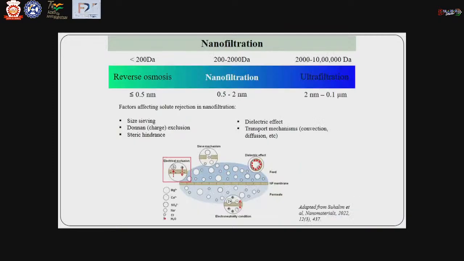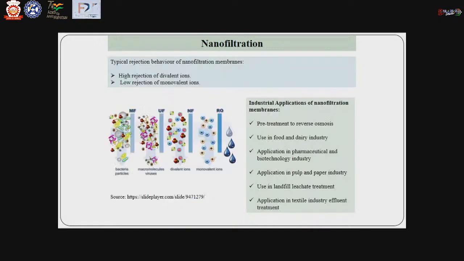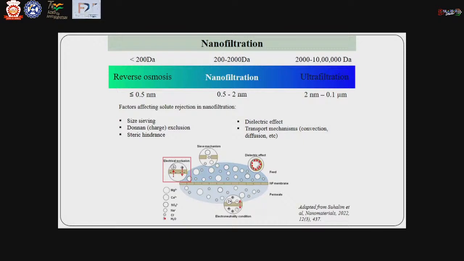Now coming to nanofiltration, nanofiltration is a pressure-driven filtration technique which lies between reverse osmosis and ultrafiltration. The pore size of nanofiltration membranes is typically in the range of 0.5 to 2 nanometer, and the size of particles that they are able to reject or remove typically lies between 200 to 2000 Dalton. But the removal mechanism in nanofiltration processes is much more complex than in reverse osmosis, because in reverse osmosis the pore size is much lower.